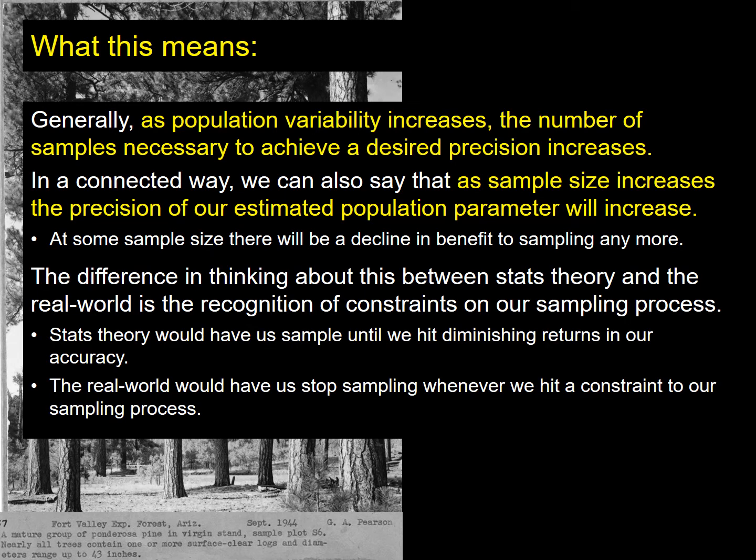The difference in thinking about this between stats theory and the real world is the recognition of constraints on our sampling process. Stats theory would have us sample until we hit diminishing returns in our accuracy. The real world would have us stop sampling when we hit a constraint to our sampling process.